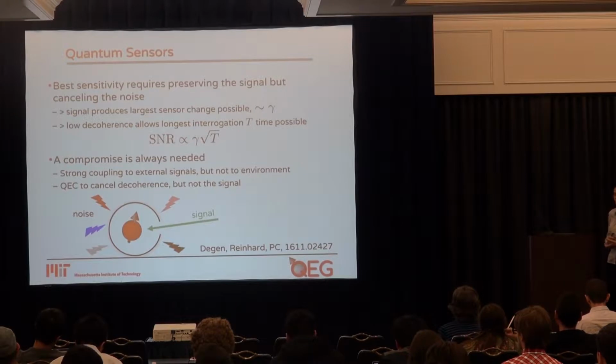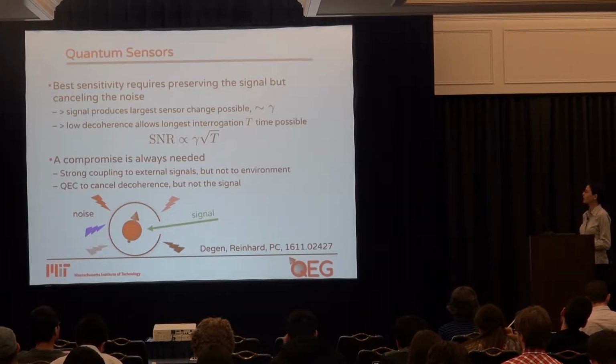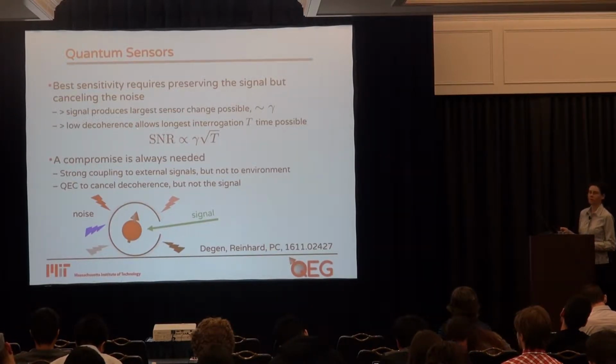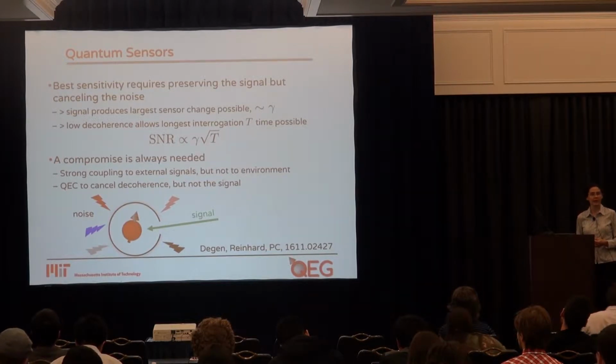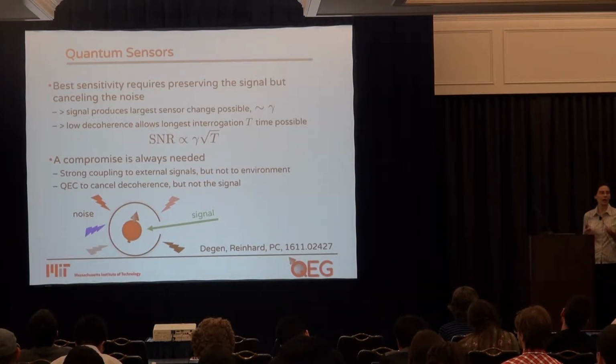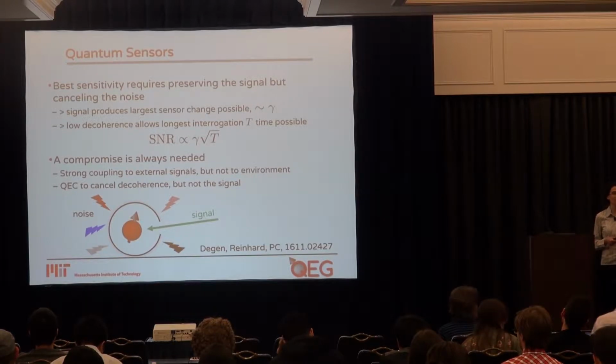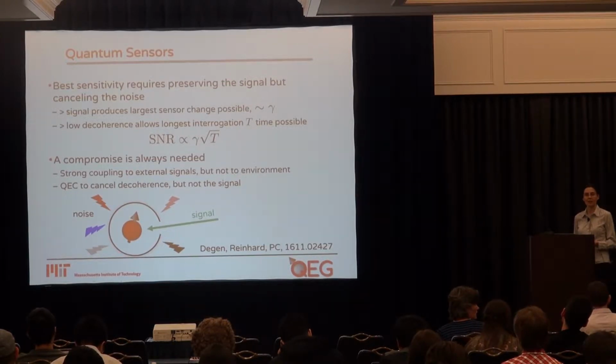sensitivity. So really what we want to do all the time is to have a signal, what we want to sense, which produces a large change in the sensor state, so a fast dynamics.